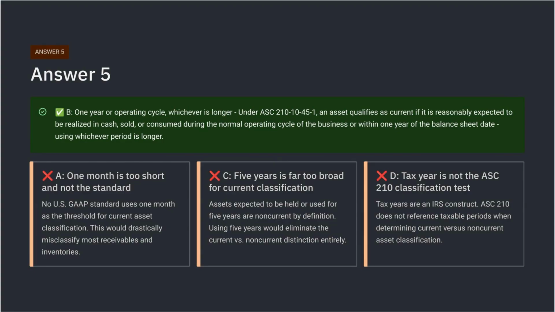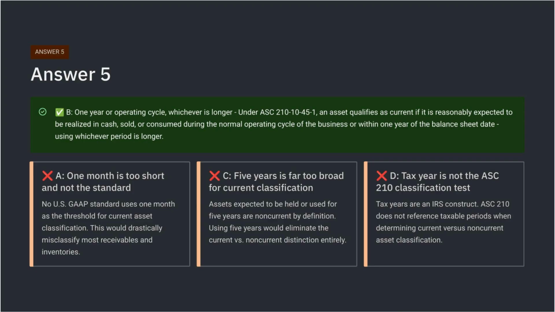The correct answer is B, 1 year or the operating cycle, whichever is longer. Current assets include assets expected to be realized in cash, sold, or consumed during the normal operating cycle or within 1 year of the balance sheet date using the longer period.